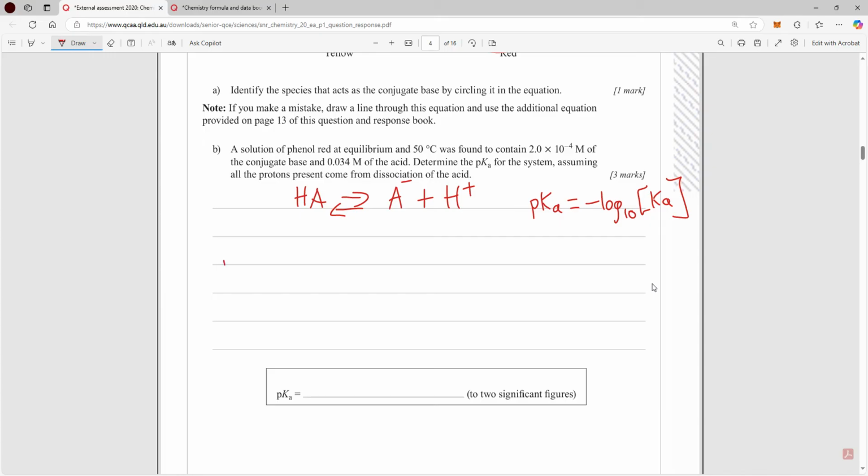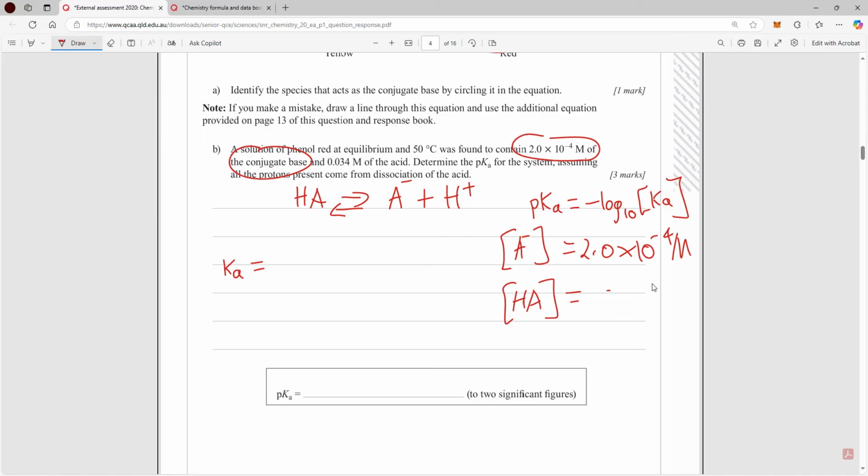Now, the Ka, like a normal equilibrium system, will be the products divided by the reactants. Now we're assuming it's a 1:1:1 ratio. Now we've been told that there is this much of the conjugate base. So A negative, which is your conjugate base, is 2 times 10 to the negative 4 molar. Now we've also been told the acid, HA, has 0.034 molar of the acid.